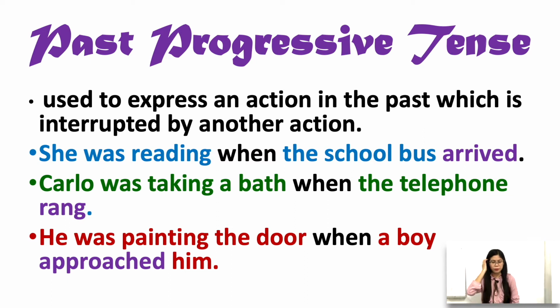Next example. He was painting the door when a boy approached him. So again, here we have two actions. The first action, which is he was painting the door, was interrupted by another action, which is the boy approached him. So, meaning when he was painting, he was interrupted when a boy approached him. Take note as well that the other verb has a past tense form, which is the word approached, and the other one is formed by was plus verb ing, which is the words was painting.